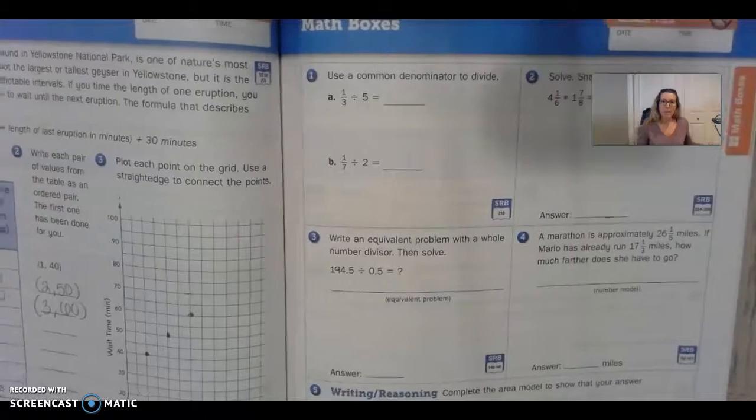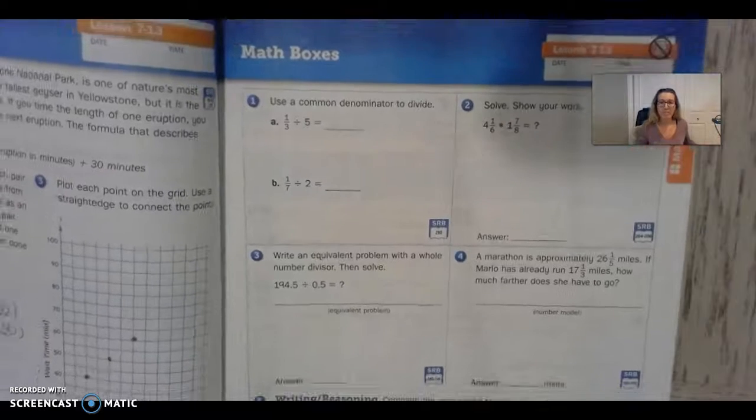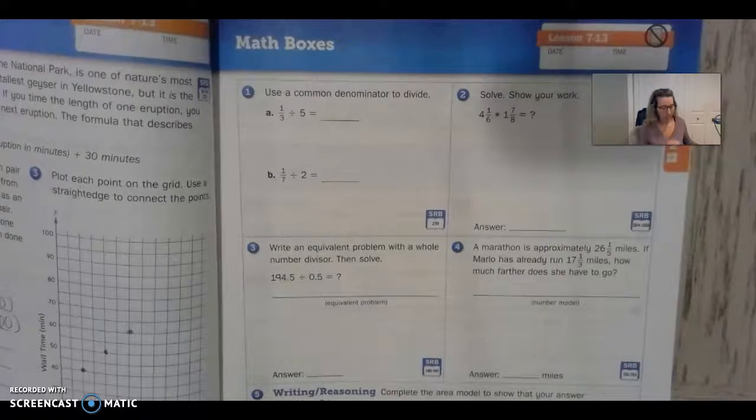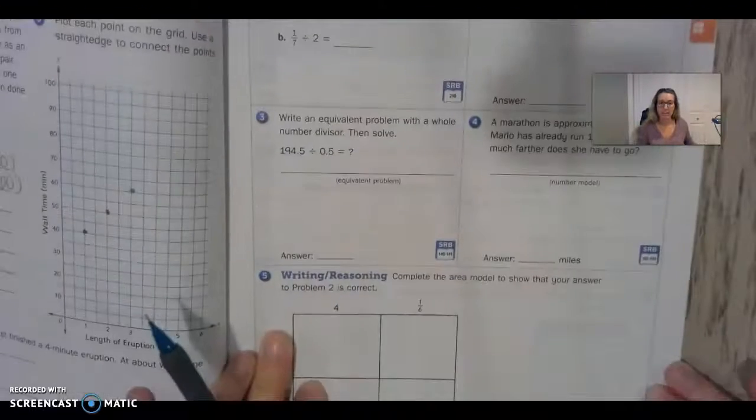After you complete that page, take a look at the math boxes. I know Mrs. Trumbull's class is optional. Mr. Benson requires you to do the math boxes, so make sure you get those math boxes done.